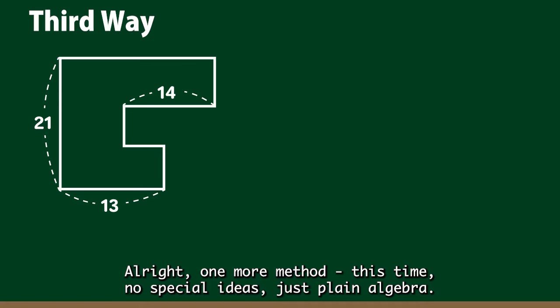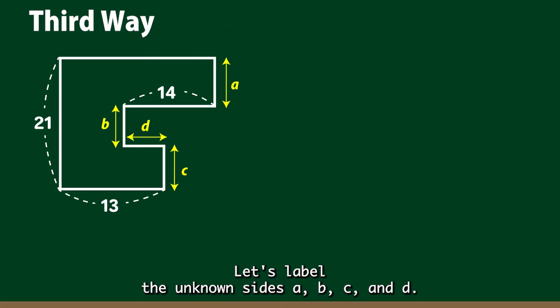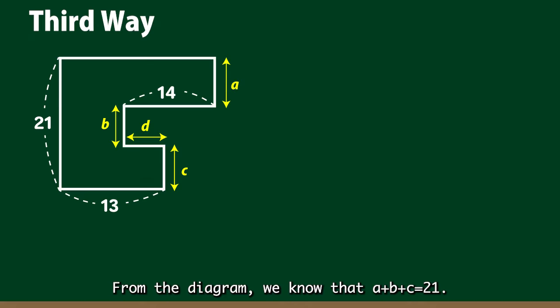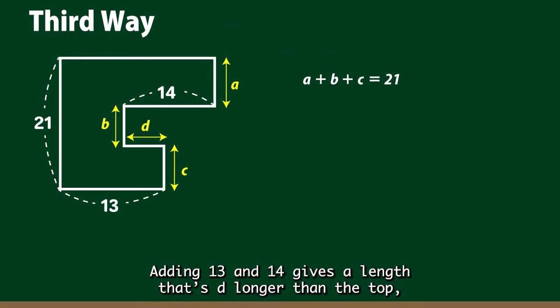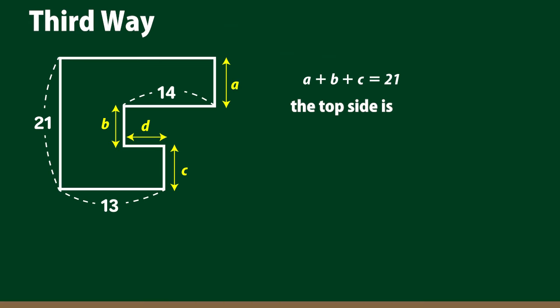This time, no special ideas, just plain algebra. Let's label the unknown sides A, B, C, and D. From the diagram, we know that A plus B plus C equals 21. The top horizontal side can be written in terms of D. Adding 13 and 14 gives a length that's D longer than the top, so the top side is 27 minus D.